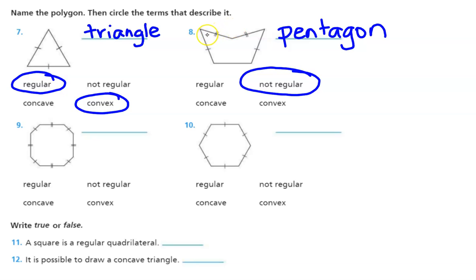And this one is concave. If I were to draw my line here or my dot here and try to connect those 2 together, I do leave my shape. And so because of that, we call this concave. Plus it kind of looks like it caved in on itself.